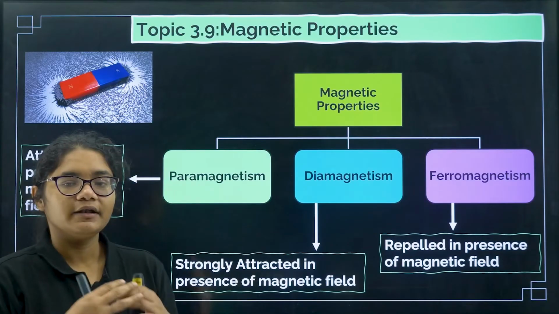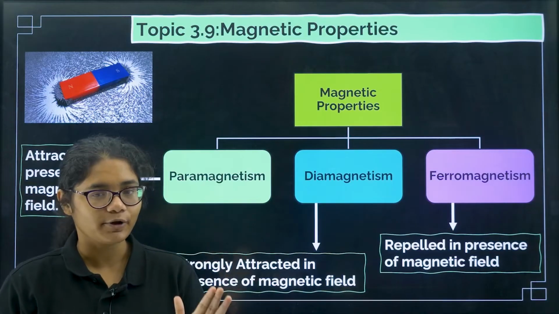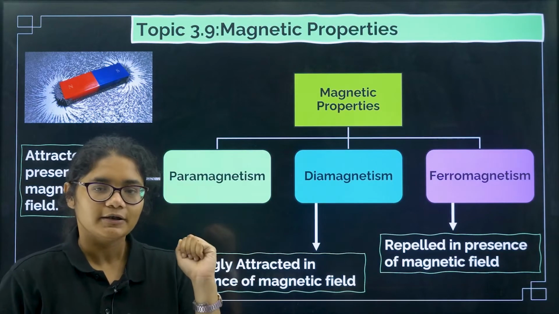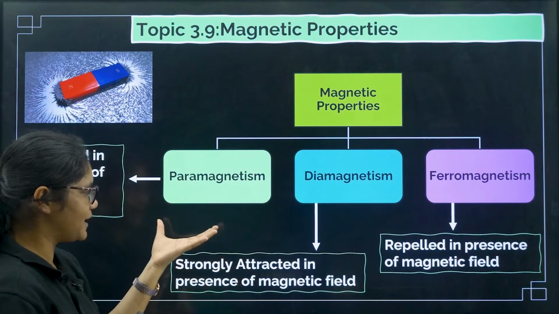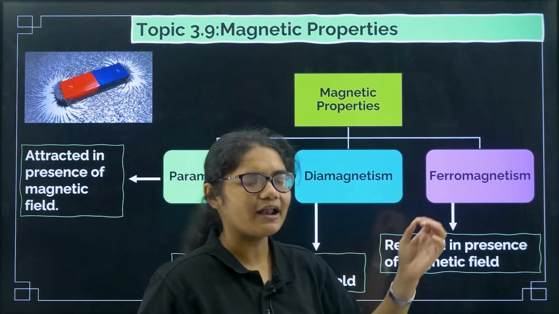Now let us discuss the next property, 3.9, that is magnetic properties. A metal can have three properties: paramagnetism, diamagnetism and ferromagnetism.